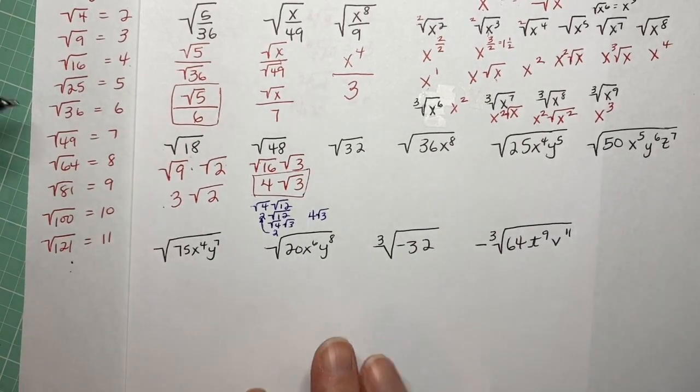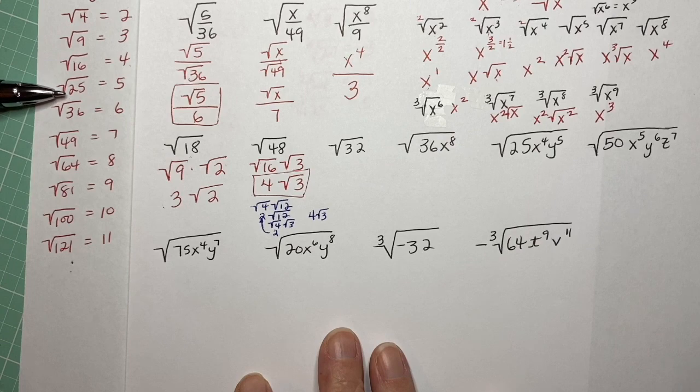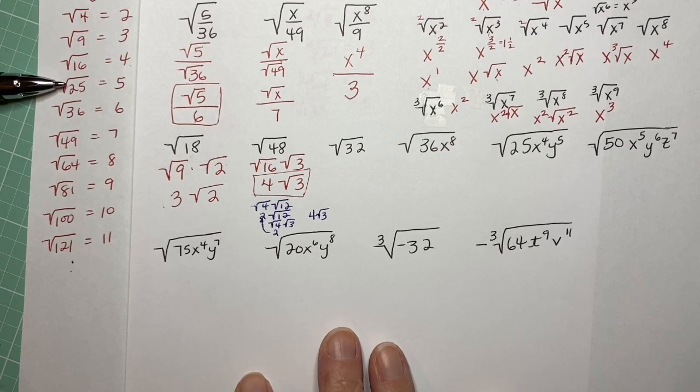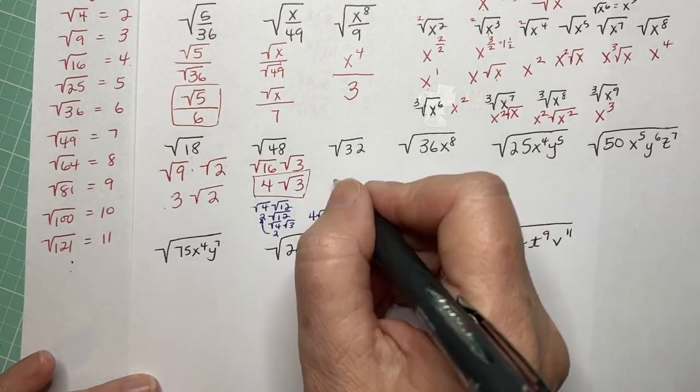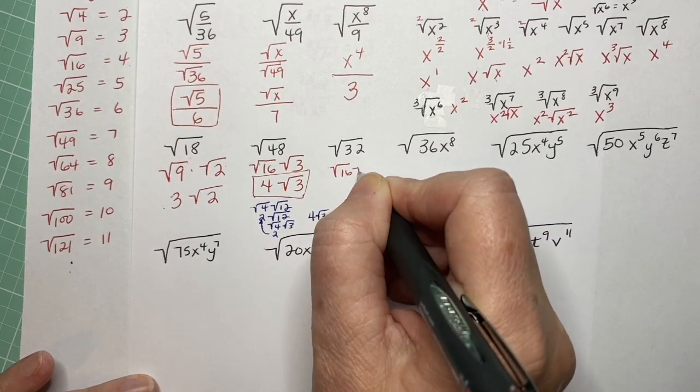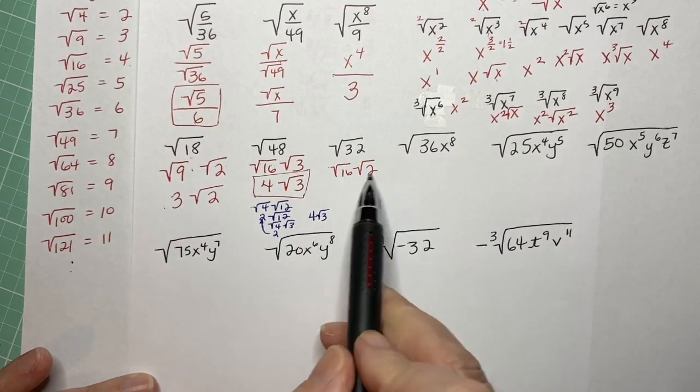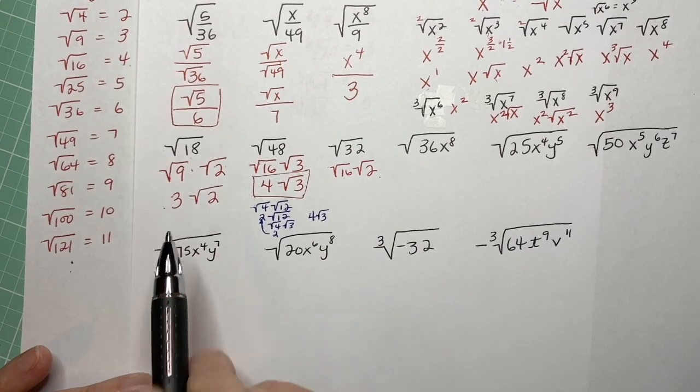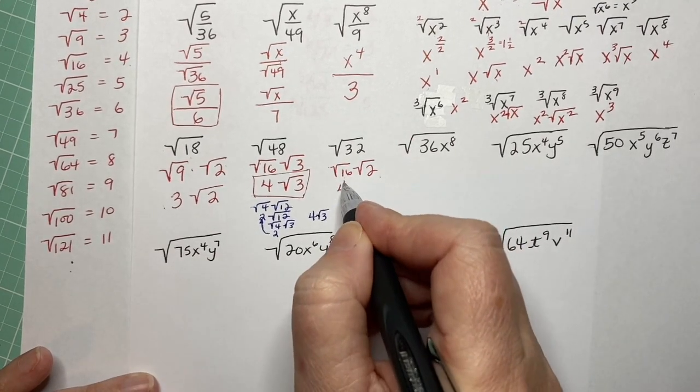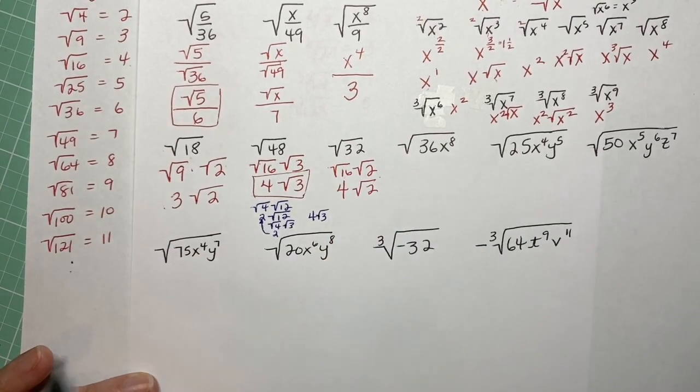So what I mean by that is come to where 32 would fall between 25 and 36, and then go backwards and use the first one that divides into 32. So 25 won't, but 16 will. So 32 breaks up to be the square root of 16 times the square root of 2, and that's because 16 times 2 is 32. And then the square root of 16 is a regular 4, and that square root of 2 comes down.